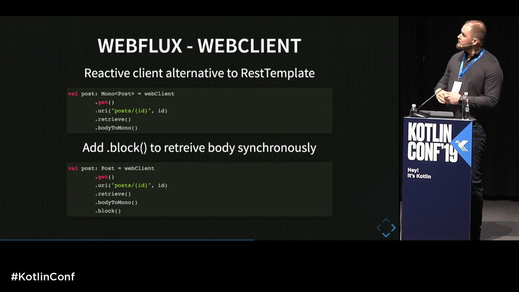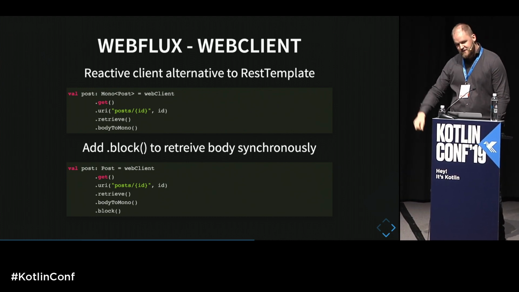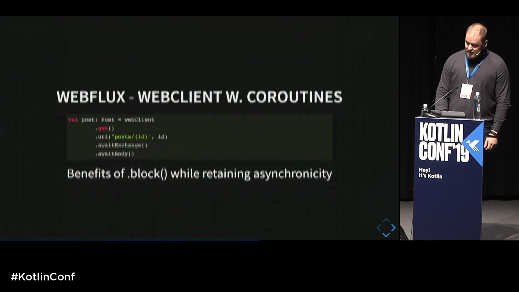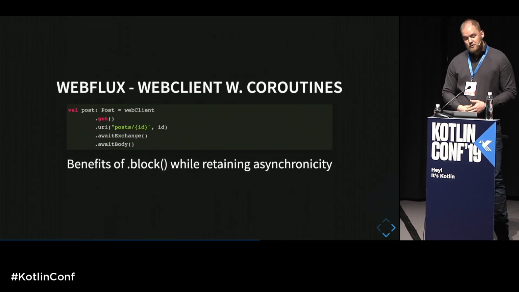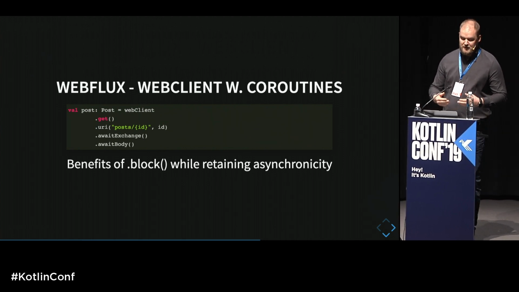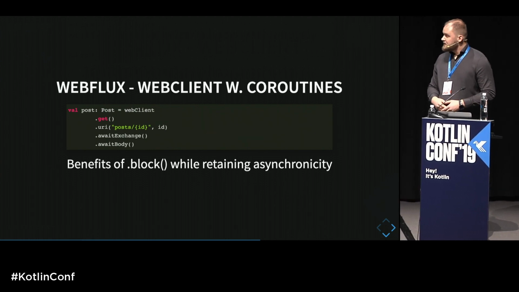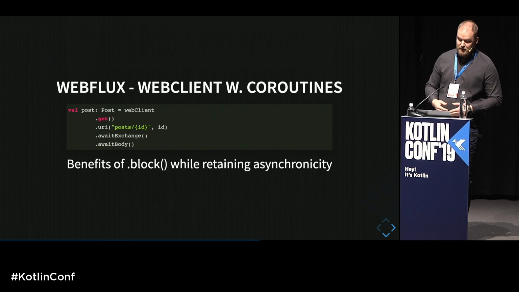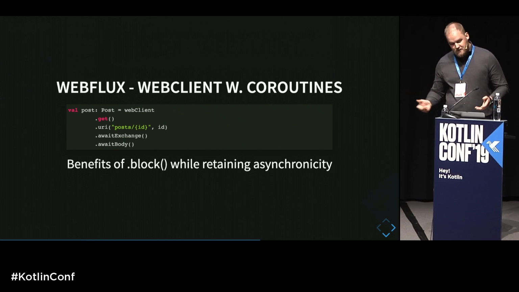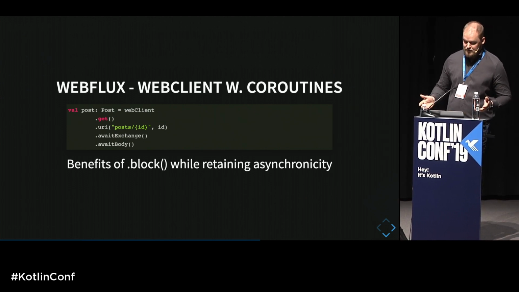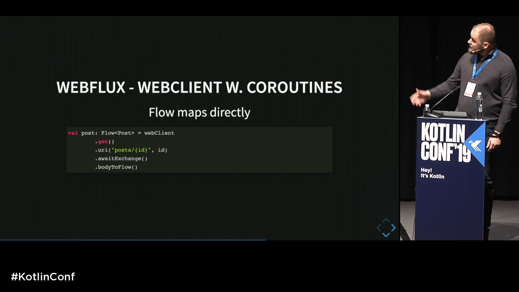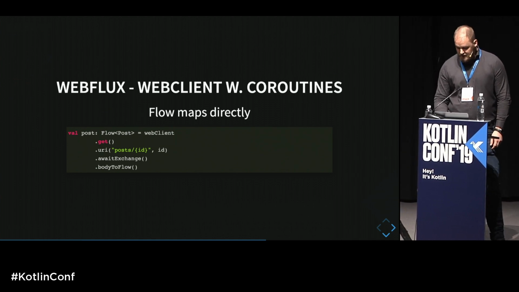But working with quite a few Java APIs, we tend to see this because it's difficult to negotiate with other libraries. However, with coroutines, you say awaitExchange, i.e. you await the Mono in the suspended coroutine, then awaitBody, so you await the result of the body Mono in the suspended coroutine. So you get the benefits of block while retaining both asynchronicity and non-blocking. So you get the best of both worlds in a way. Flow maps directly, so you don't need to do any magic for that.